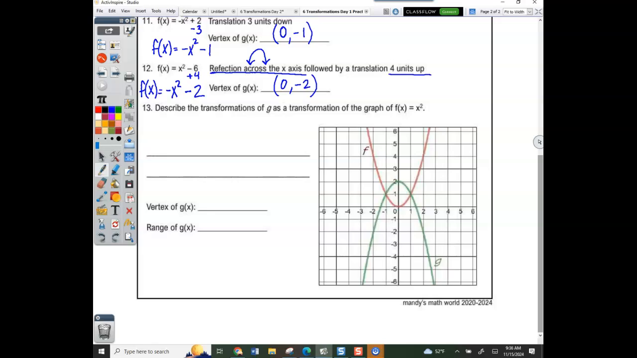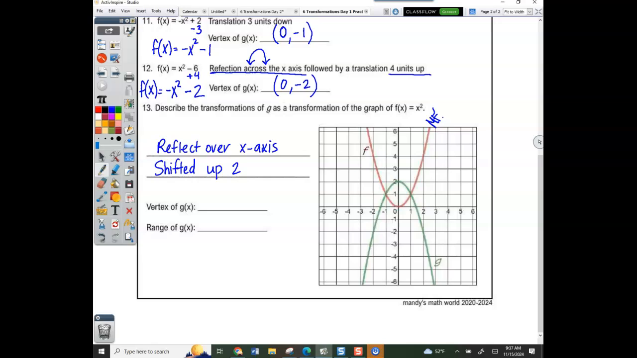Alright, look at this one. F is the mother function. This is the mother function right here. Green has been adjusted. What happened? It reflects over, it shifted down, up too. It went up 2, right?